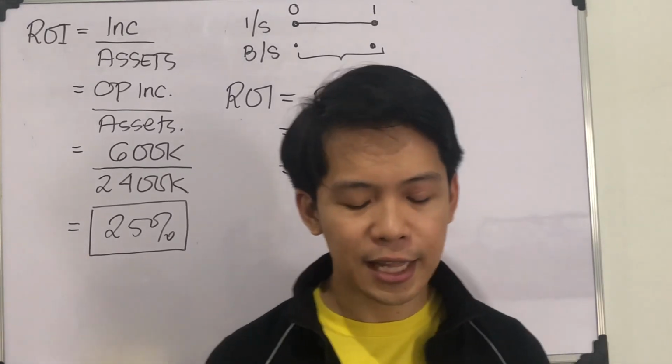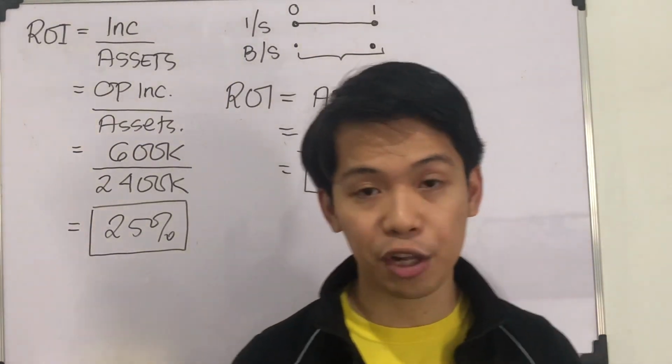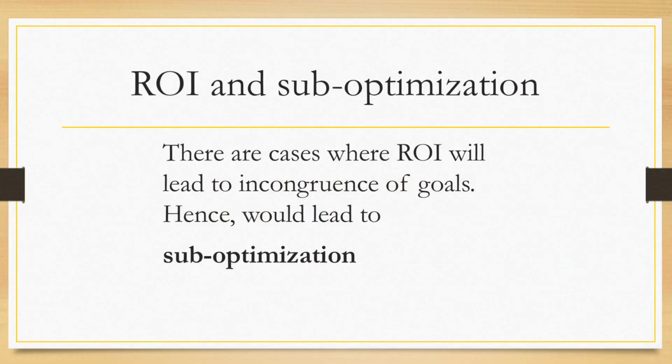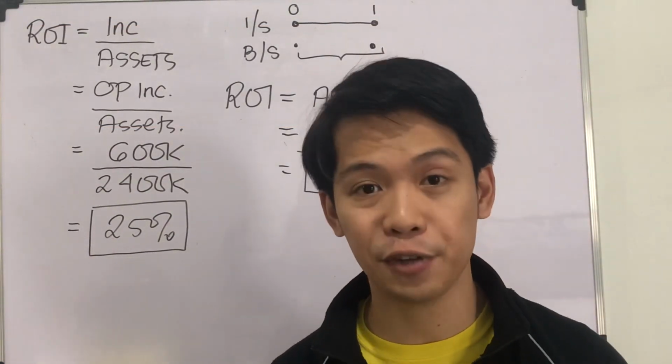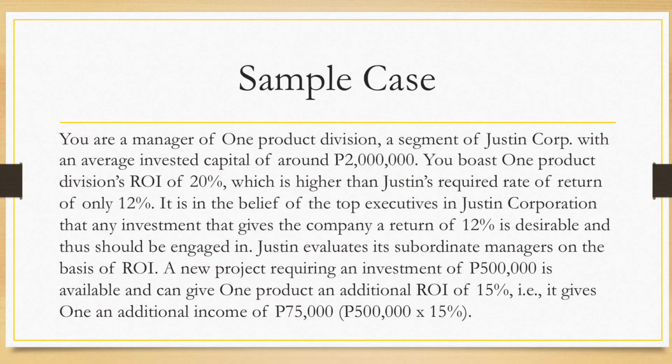Now, it is, however, the case that ROI can cause sub-optimization. There are cases where ROI will lead to incongruence of goals and hence would lead to sub-optimization. Let us go to this sample case for an illustration. Let us say you are a manager of one product division, a segment of Justin Corporation, with an average invested capital of around 2 million. You boast one product division's ROI of 20%, which is higher than Justin's required rate of return of only 12%.